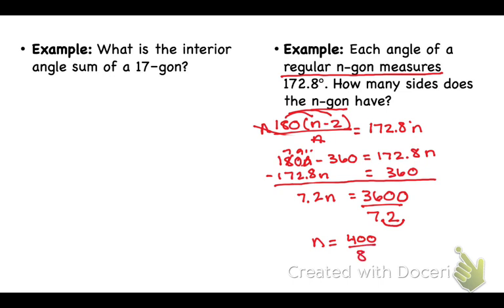Now this is easy, right? So 8 goes into 40 how many times? 5, with a 0. Yeah. Okay. So how many sides do I have? 50. Holy, it's a lot of sides. Do you want to actually draw that picture? No.